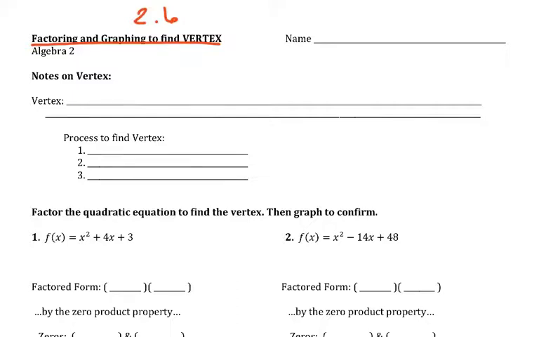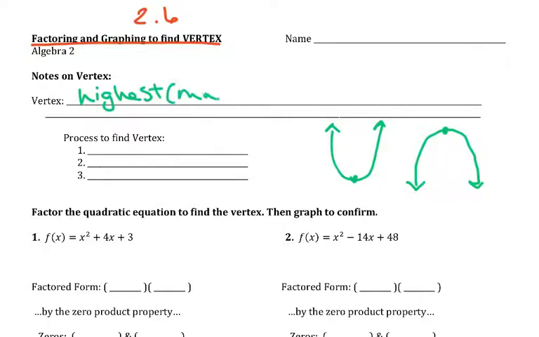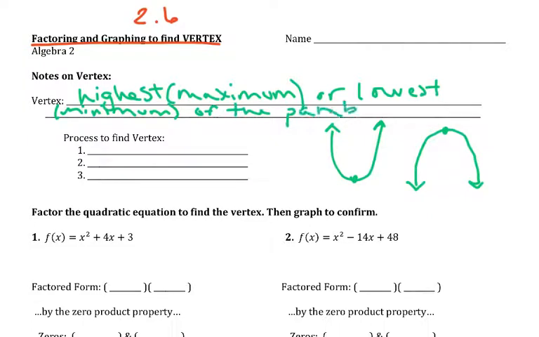So we have already gone over quite a bit of quadratics, and so we're just looking at this parabola shape, and the vertex is either this point or this point. And so what we're going to call that is the highest or the maximum, or the lowest or the minimum of the parabola. Alright, and so again we're looking for that coordinate that's that highest point or that lowest point.